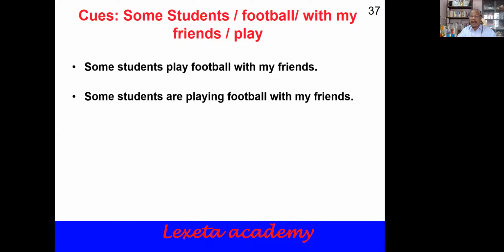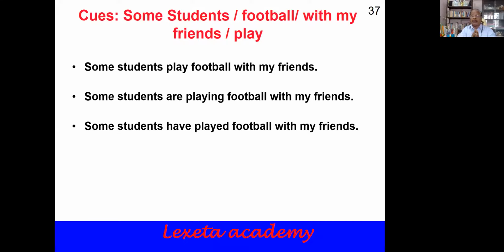Some students are playing football with my friends. Here, the subject is plural, the verb is are. There goes, here only play. There is going, here are playing. See the difference between singular subject and plural subject.